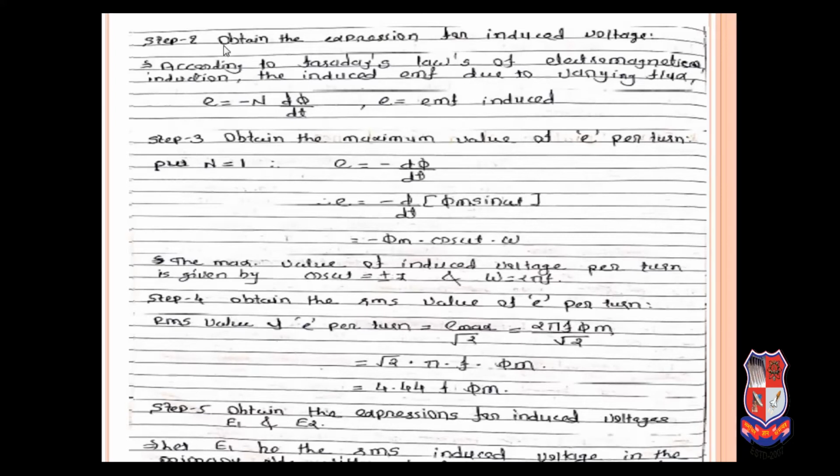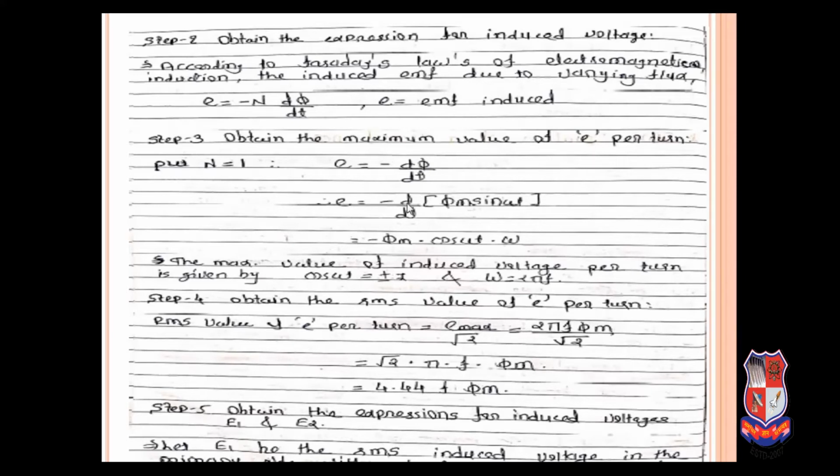Now go for step number 2, to obtain the expression for the induced voltage. For that we can apply Faraday's laws of electromagnetic induction, and the EMF induced inside the secondary winding is given by the equation E equal to minus N d phi by dt. Go for step number 3, to obtain the maximum value of induced EMF per turn. For that, take the number of turns equal to 1, so we have the equation E equal to minus d phi by dt.